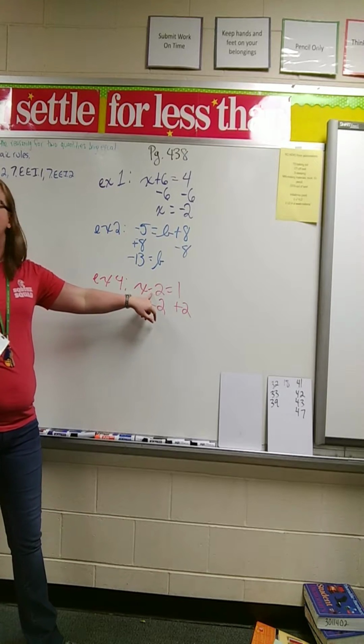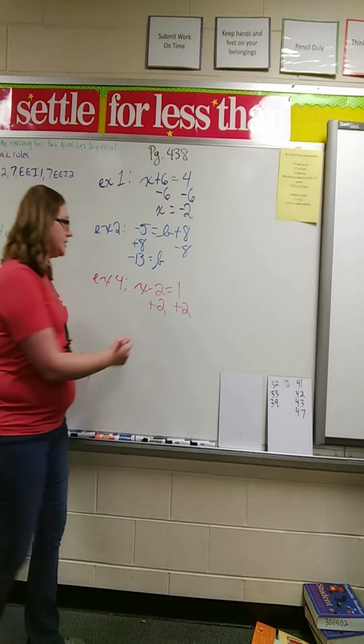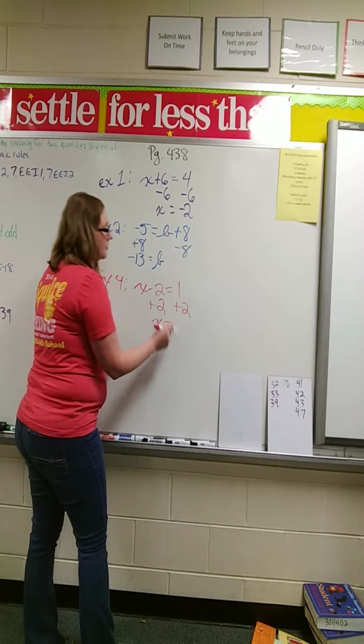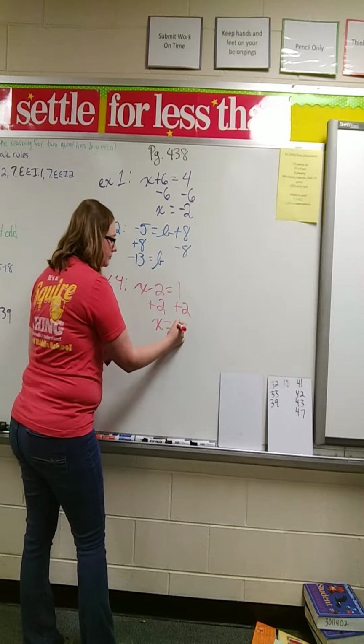If I have a negative 2 and I add positive 2, I end with 0, correct? Okay, so I'm left with x equals, what is 1 plus 2? 3.